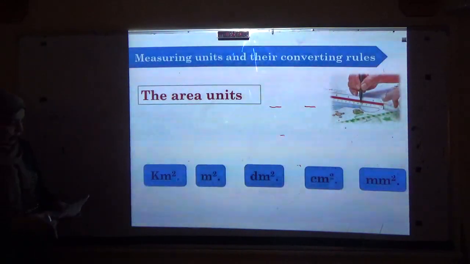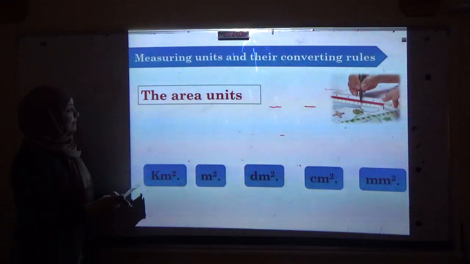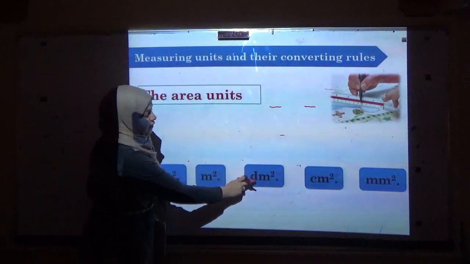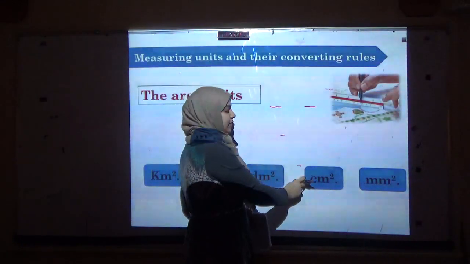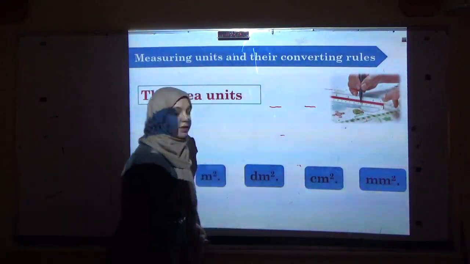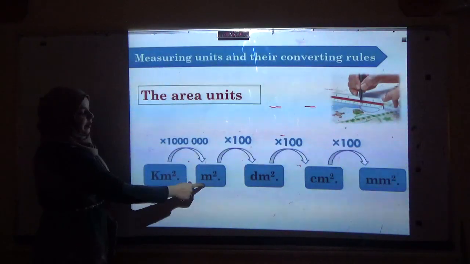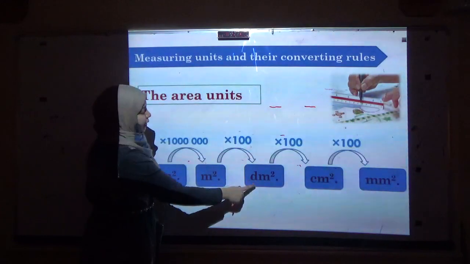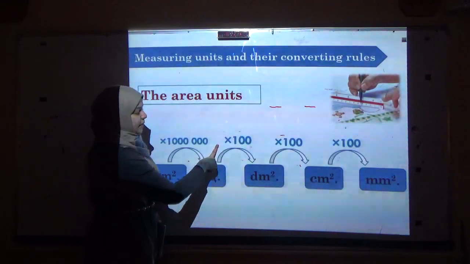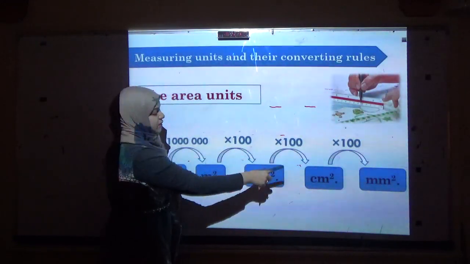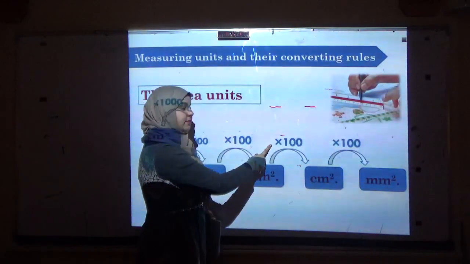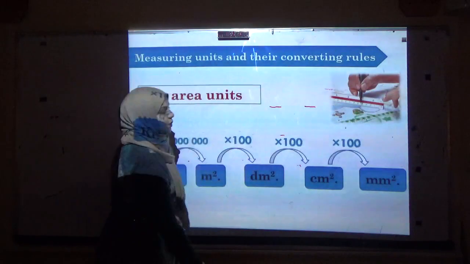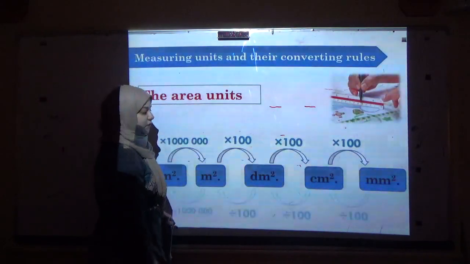Now the area units. Kilometer squared, meter squared, decimeter squared, centimeter squared, and millimeter squared. From kilometer squared to meter squared, multiply by 1 million. From meter squared to decimeter squared, multiply by 100. From decimeter squared to centimeter squared, multiply by 100. From centimeter squared to millimeter squared, multiply by 100.